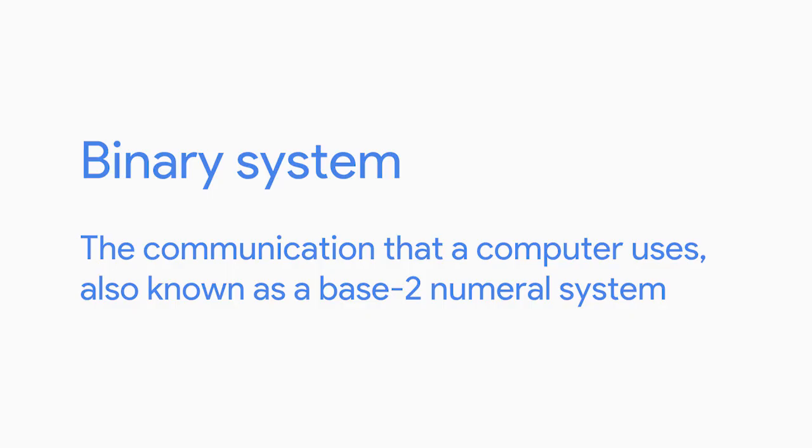Wowza. The communication that a computer uses is referred to as the binary system, also known as the base 2 numeral system. This means that it only talks in ones and zeros. You may be thinking, okay, my computer only talks in ones and zeros, how do I communicate with it? Think of it like this.